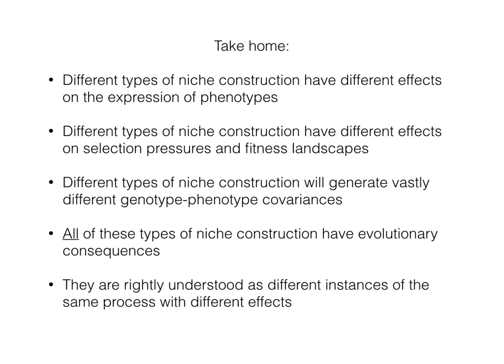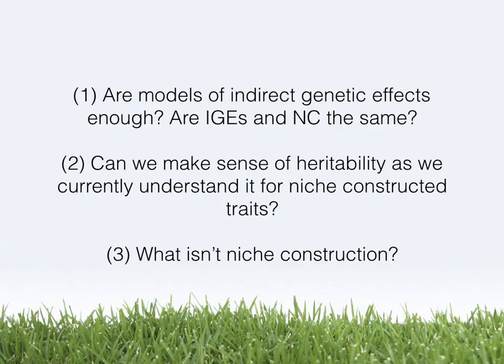And to my mind, because of this, I think they're rightly understood as different instances of the same process, but with different effects. And I think if we look through the lens of heritability and through the lens of this breeder's equation, we can start to pull apart and understand more clearly what those different effects might be and what the similarities are. Okay, so I'm going to swing back around, and I'm going to try and answer these questions that I posed at the start.